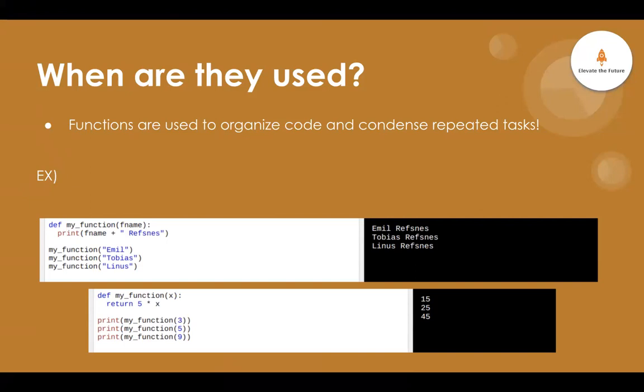The word in the parentheses, how do I explain this? They're kind of like variables. You can type anything into there and it serves as a variable inside the function. So these are some examples.